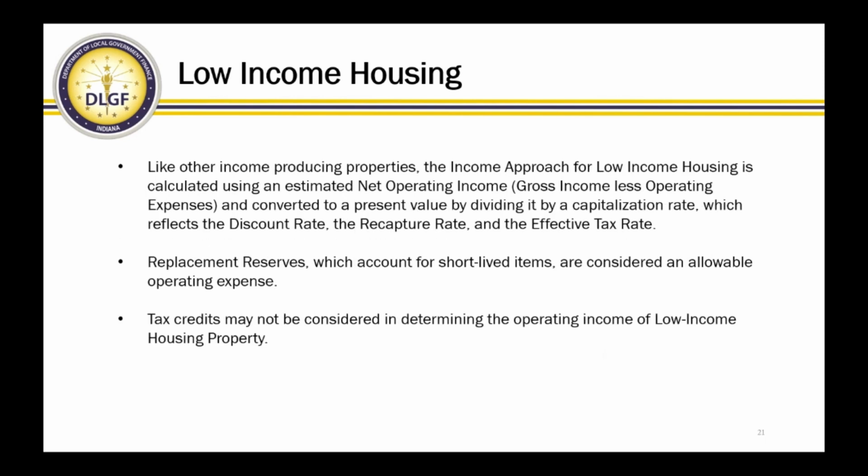So how do you value a Section 8 property? Well, like other income producing properties, you do the income approach, and that's done by estimating the net operating income, which is gross income less operating expenses, and then converting that to value by dividing it by the capitalization rate. Replacement reserves are considered an allowable operating expense, and tax credits may not be considered in determining the operating income of low-income housing property.